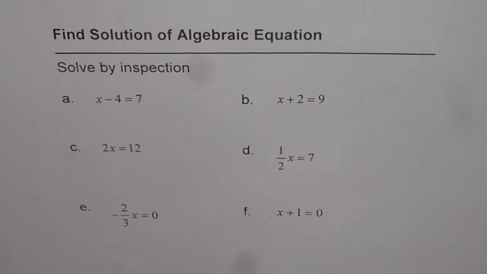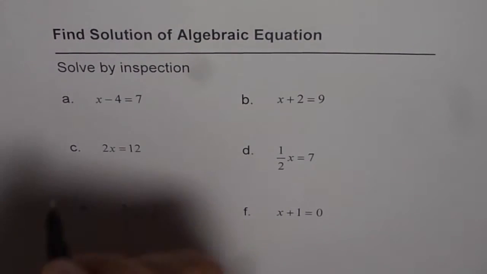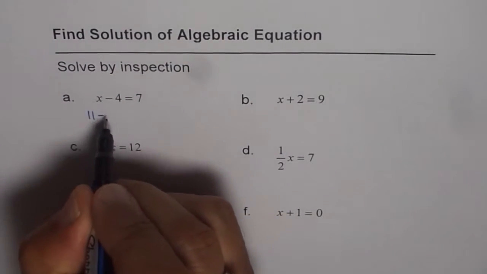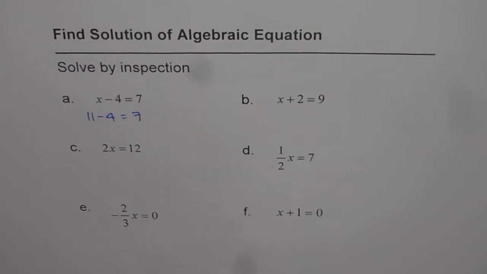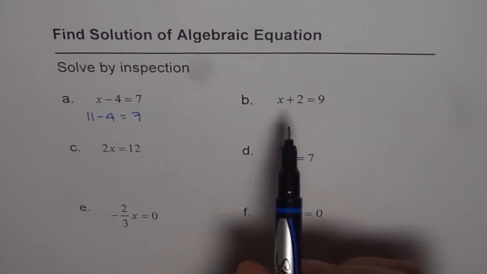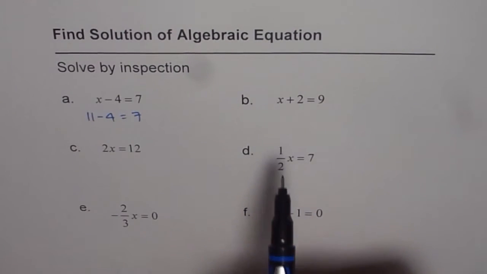So 11 seems to be the right answer. You can try it out. 11 minus 4 is indeed 7, right? So this kind of a solution is solution by inspection. In the coming videos, we'll learn different methods of solving algebraic equation. Now here we'll continue with solving by inspection.